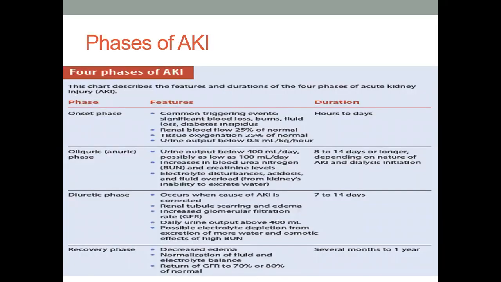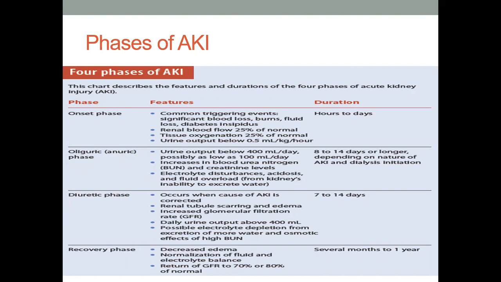All right, there are 4 phases of acute kidney injury. And this study actually was adopted from previous publications for which due acknowledgement has been given in the reference section. So we have 4 phases. We have the onset phase. The onset phase lasts between hours to days.